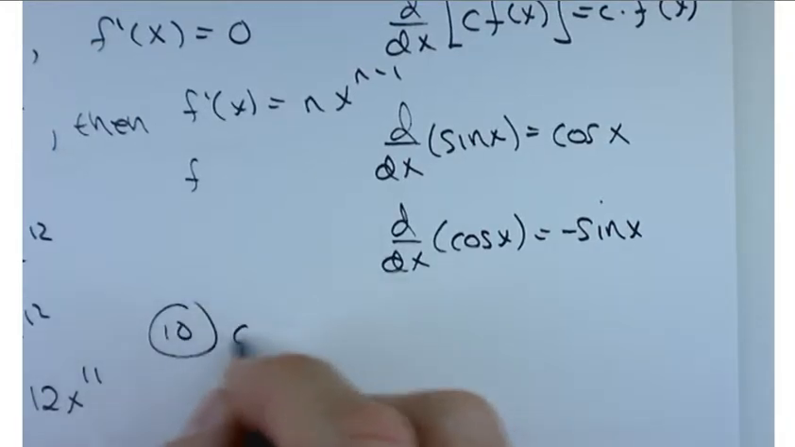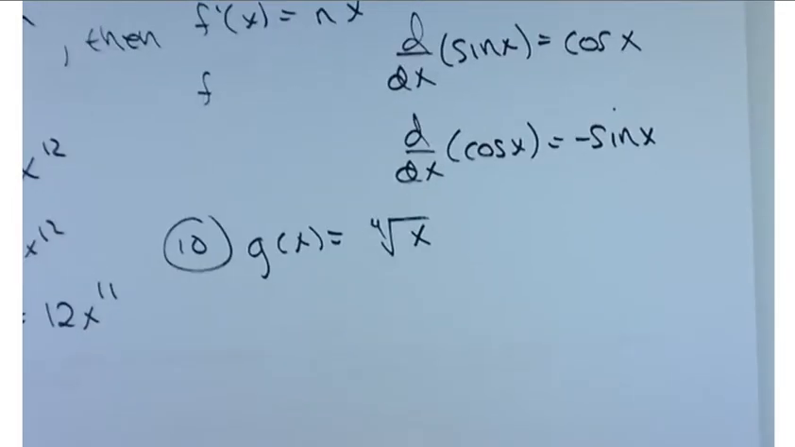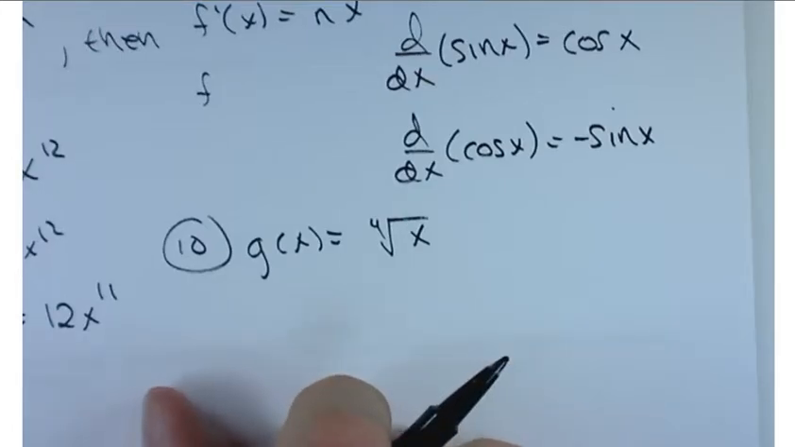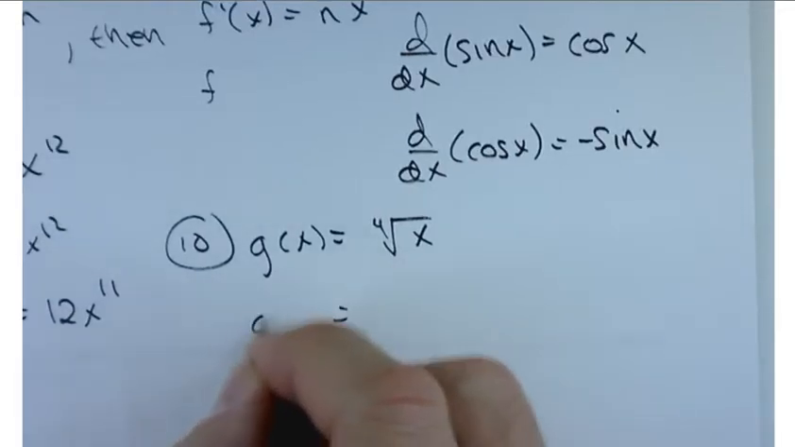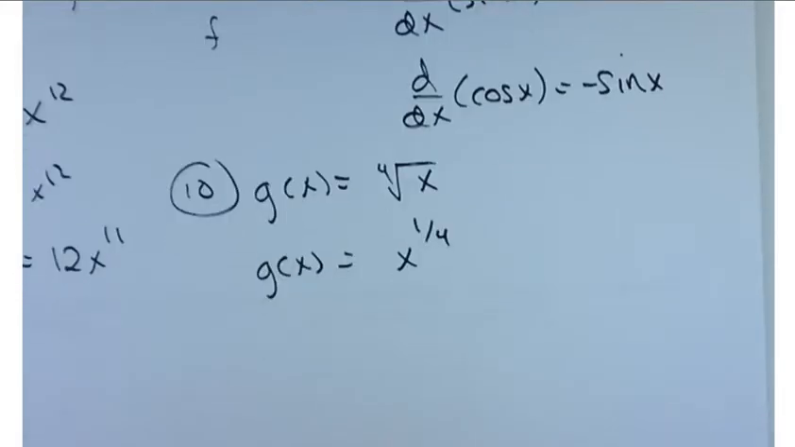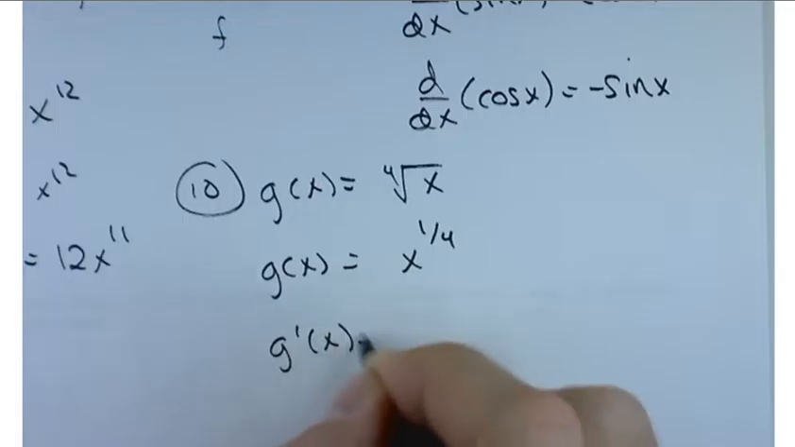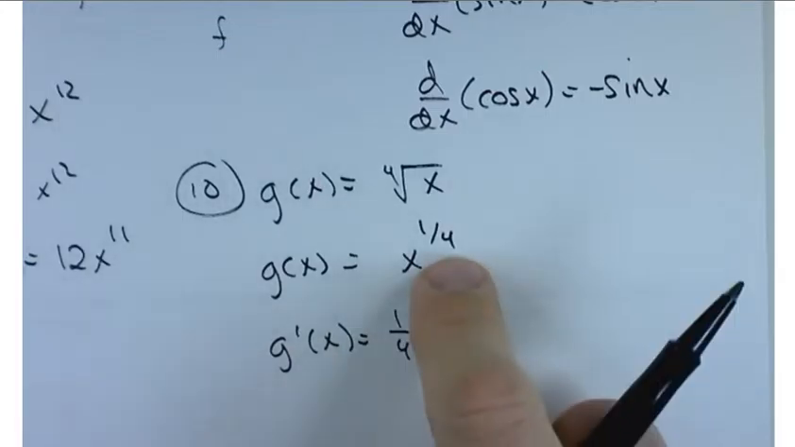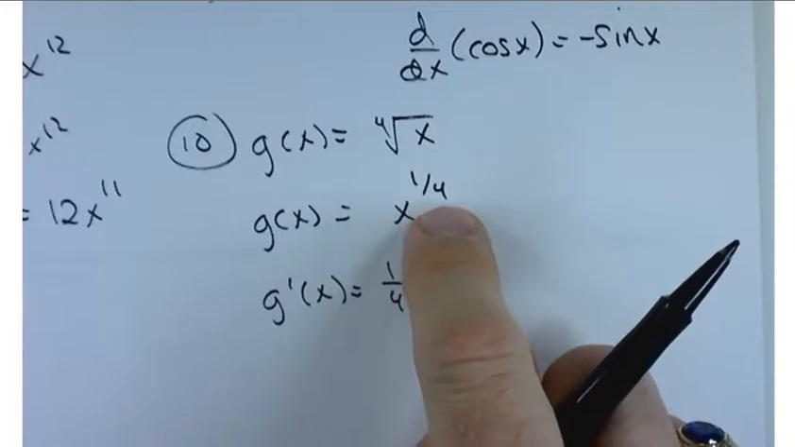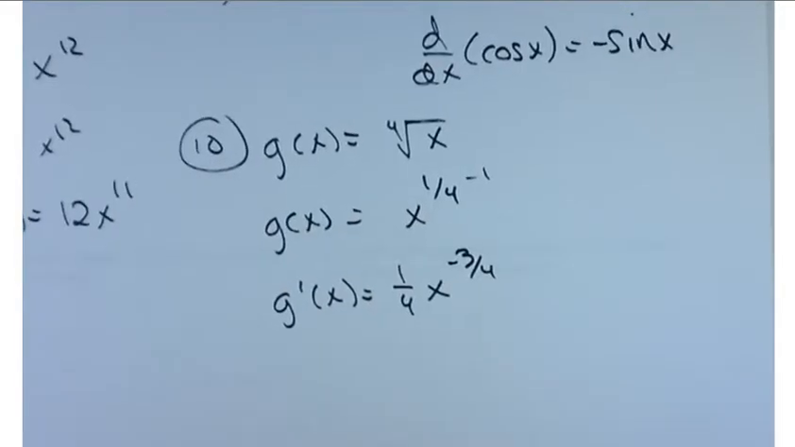Number 10 is g of x is the fourth root of x. Oh, do I need to give you another differentiation rule to handle roots? There isn't one. But you can rewrite g of x as x to the 1/4 power. And now you can use your rules up above. The exponent comes out in front, so 1/4 x. What's going to be left in the exponent? Yeah. When you subtract 1, you're going to get a negative 3/4.